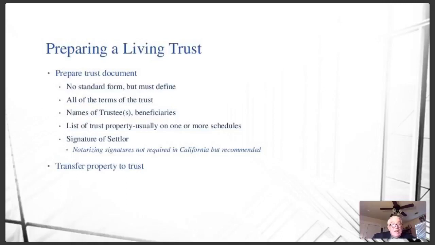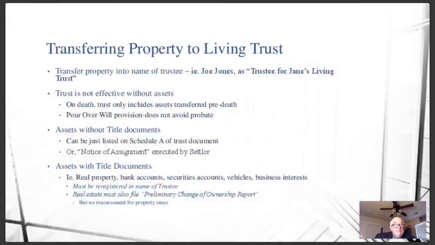The second step is actually physically transferring the property to the trust. And you do that by putting the trust into the name of the trustee. For example, Joe Jones as trustee for Jane's Living Trust. The trust is not effective without any assets. It cannot exist without assets.